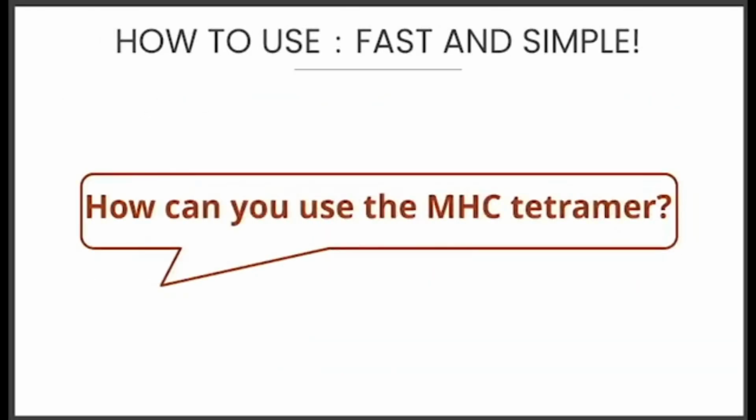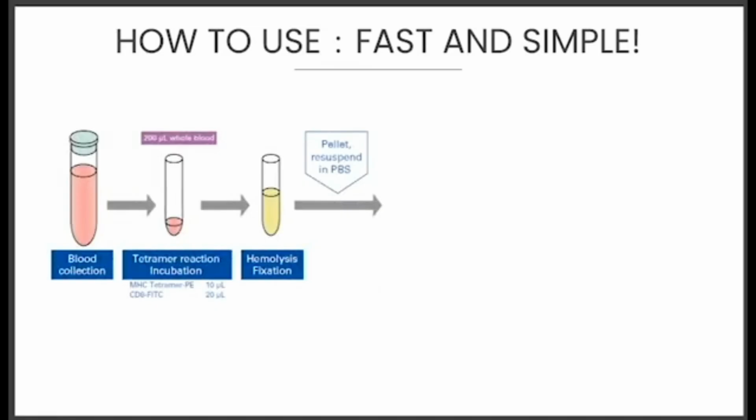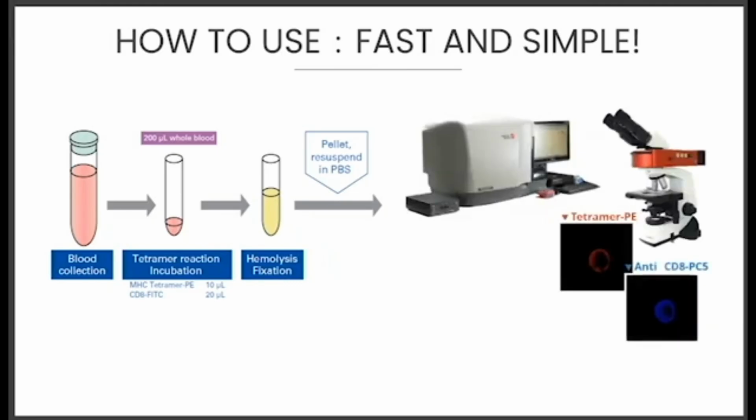So, how can you use the MHC tetramer? If you wish to analyze circulating T cells, it is extremely rapid and easy to use. First, collect whole blood, add the MHC tetramer, followed by a CD4 or CD8 antibody. Next, lyse the red blood cells and fix the cells. Wash once with PBS. Now you can analyze the sample using flow cytometry or fluorescent microscopy.